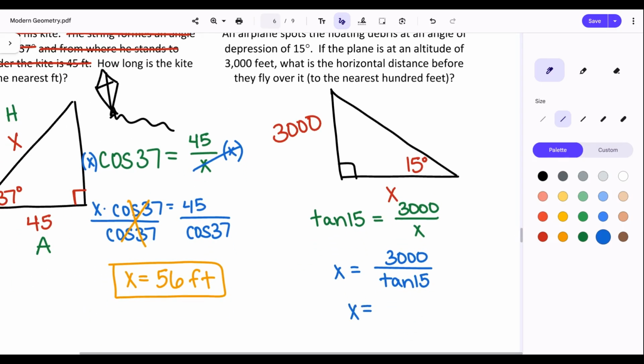For this one, you needed to round it to the nearest 100 feet. So if you take 3,000 divided by the tangent of 15, you get 11,196, but we want it to the nearest 100 feet. So what would you round that to? Good, it'd be 11,200 feet. Very good. All right, any questions on those word problems?